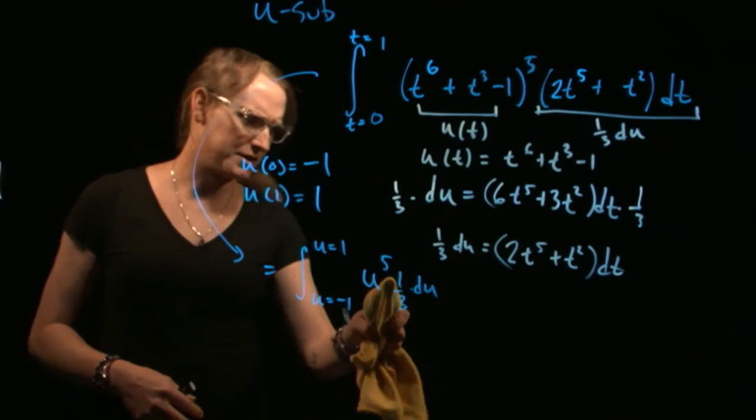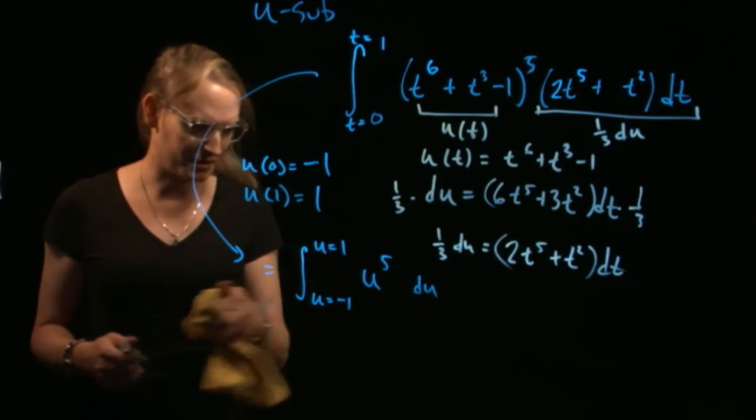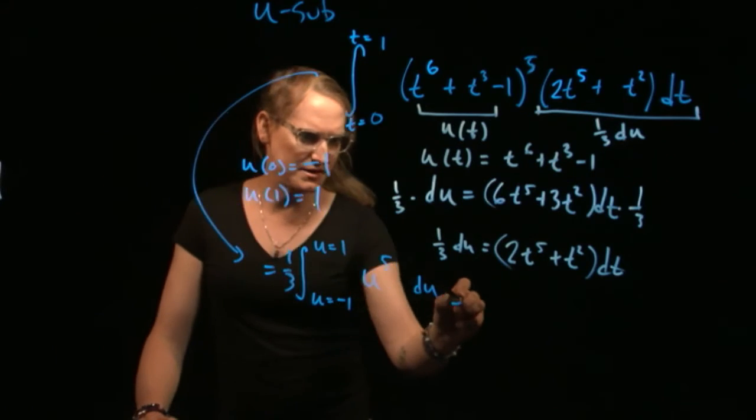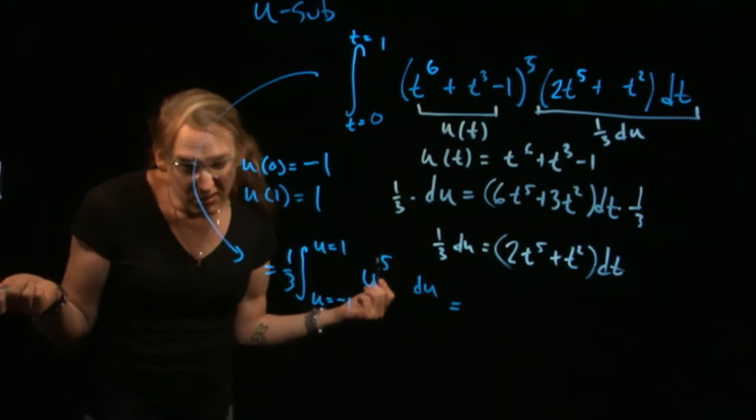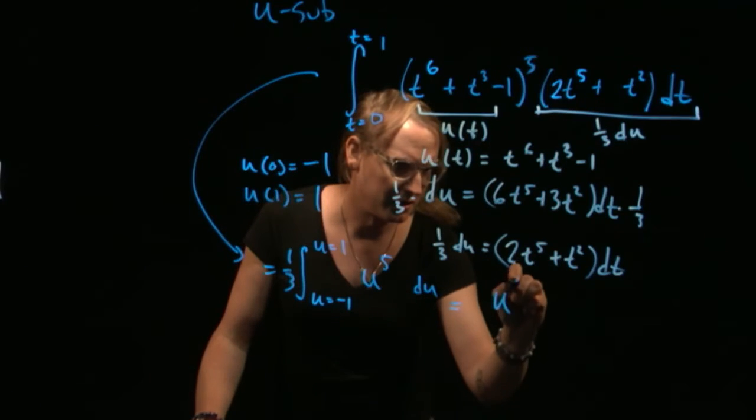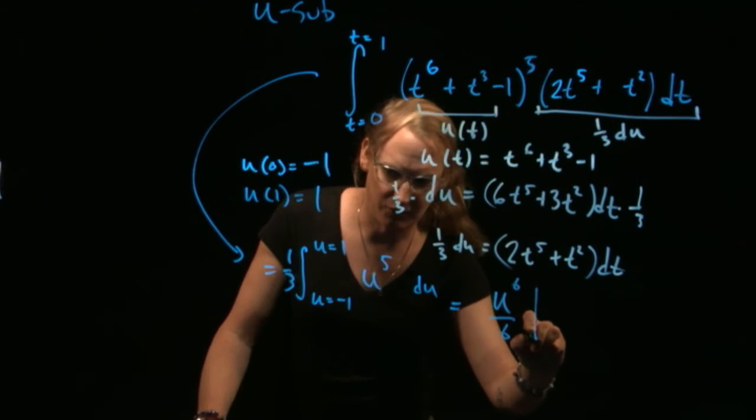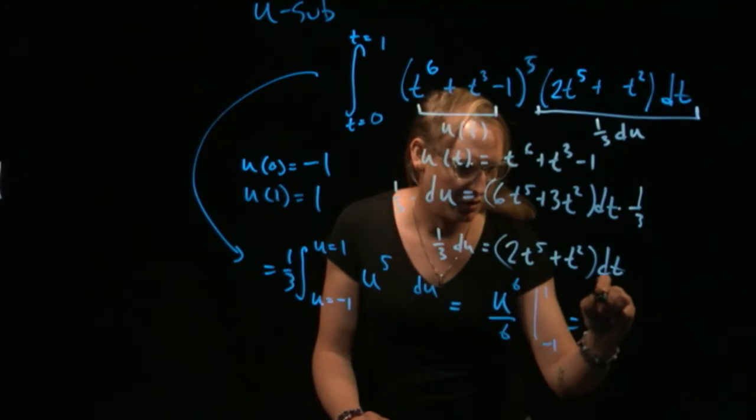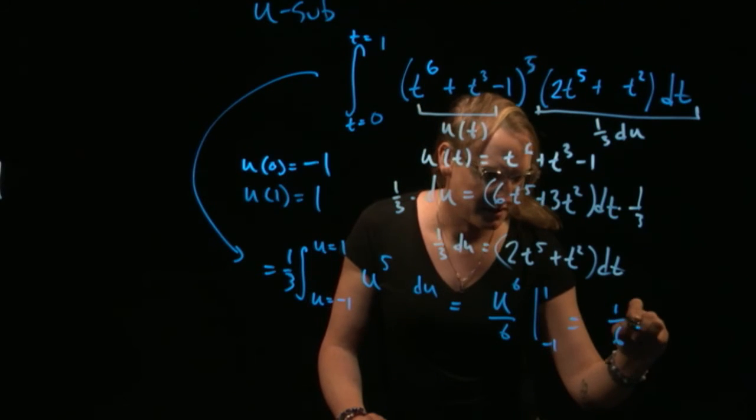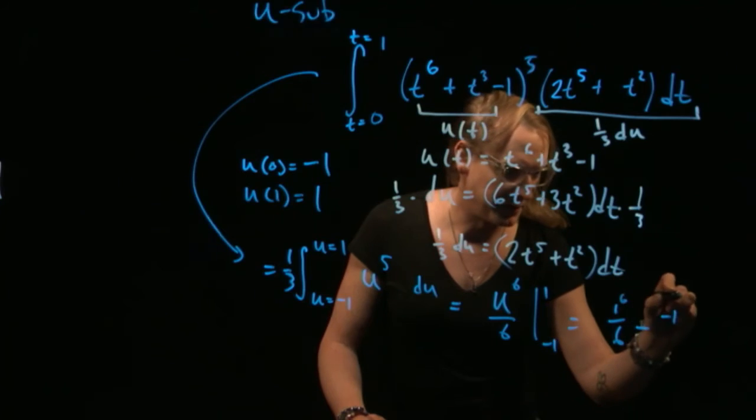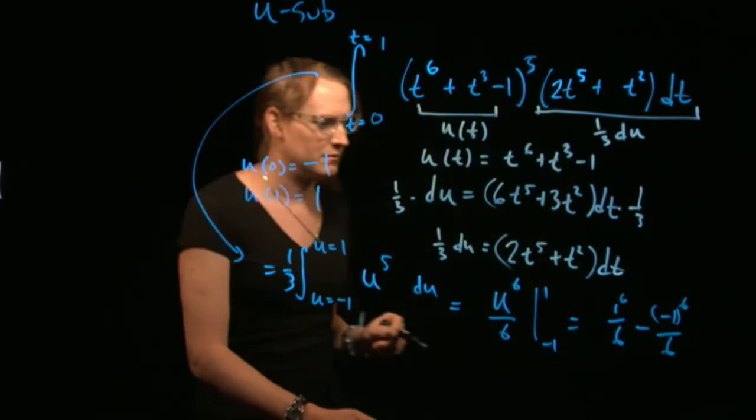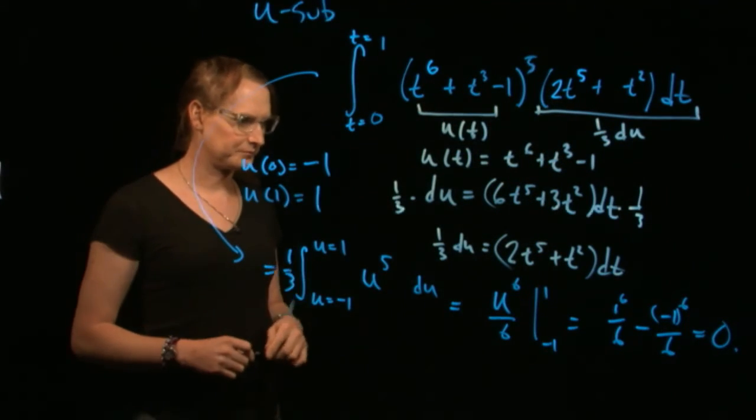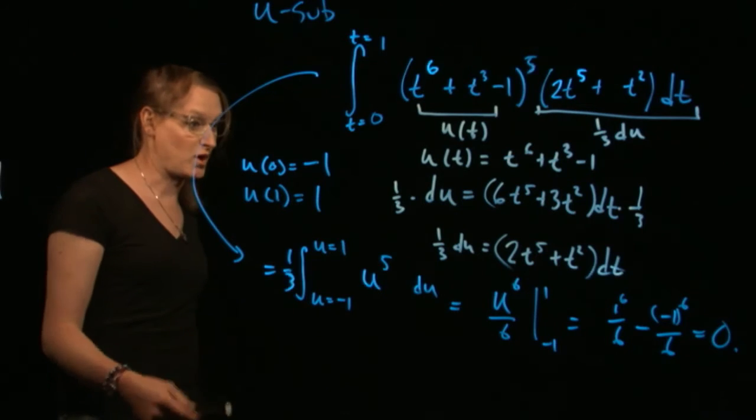I'm going to go ahead and pull this constant multiple out front using the constant multiple rule. So we'll bring that out front. So I have a third. And then this is equal to power rule. So this is going to go to u to the 6th over 6, evaluated from -1 to 1, which is equal to 1 over 6 minus (-1) to the 6 over 6. And that's equal to 0, because -1 to the 6 is 1.